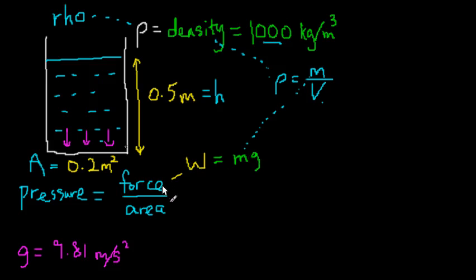Let's backtrack. We want the force. We know G, we must find the mass. To find the mass, we can use this formula, and we must find rho. We know rho, and we must find V. And V we can find because V is area times the height. That's it, the volume.